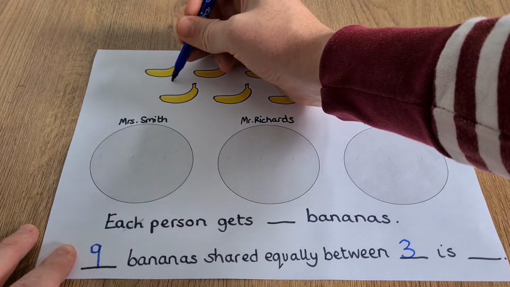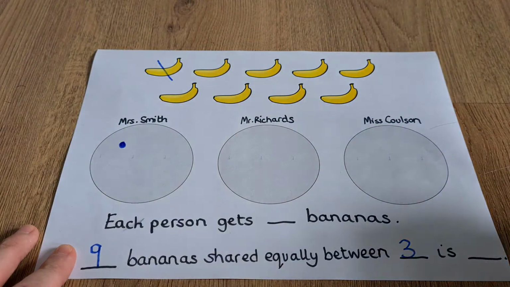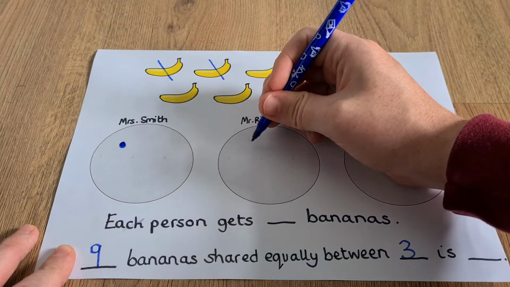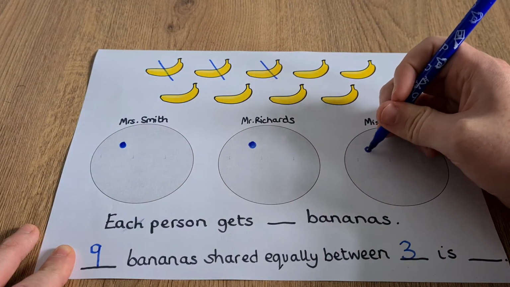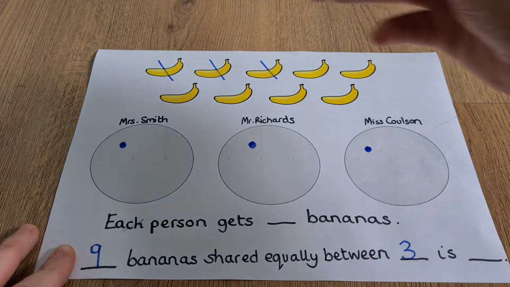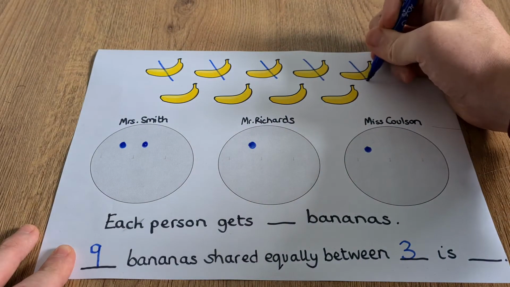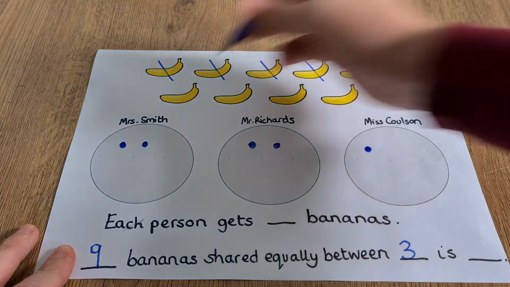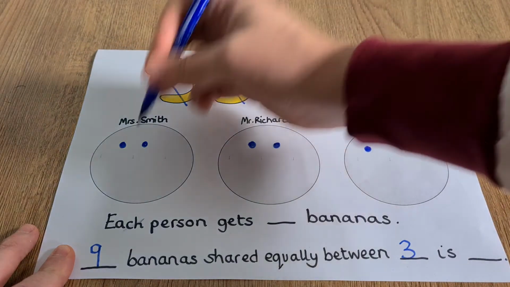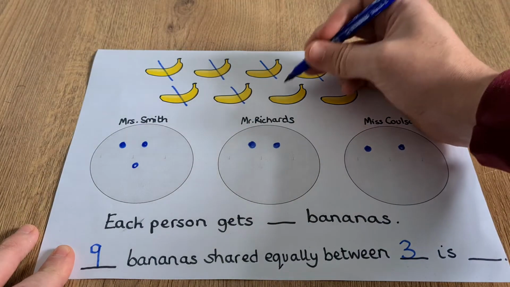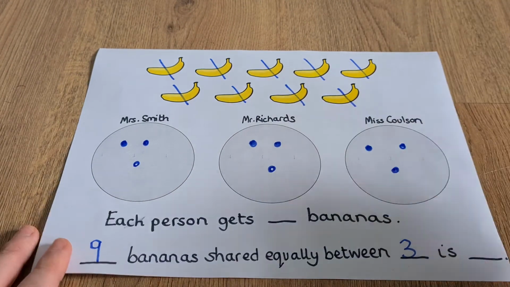So the first banana, cross that. I'm going to draw a circle for Mrs. Smith. Second banana, draw a circle for Mr. Richards. Third banana for Miss Coulson. And then back to the start again. So for Mrs. Smith, Mr. Richards, Miss Coulson, and back to the start again. Mrs. Smith, Mr. Richards, and Miss Coulson.